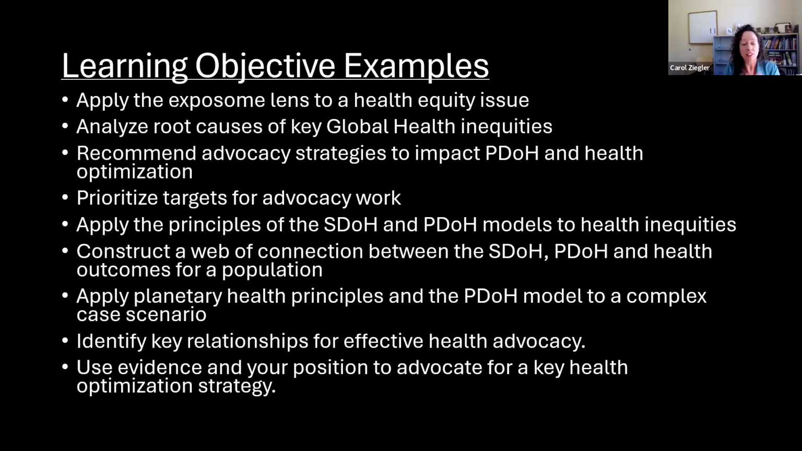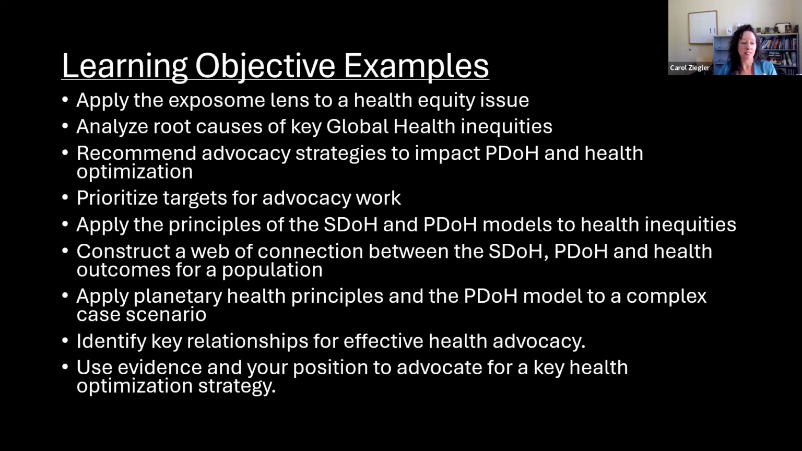So we really talk about how to do that within context, who needs to be at the table. And I think that really came out as a learning objective that the cases helped them with. Then they also need to be able to apply the principles of these different models to various health inequities. They construct a web of connection between all these different complex ideas for health outcomes of populations, and then apply these principles to specific case scenarios.